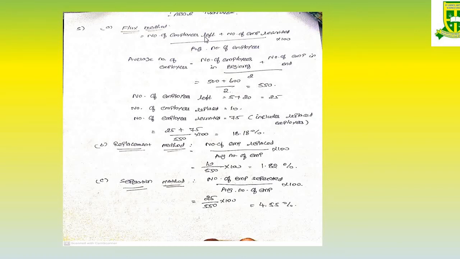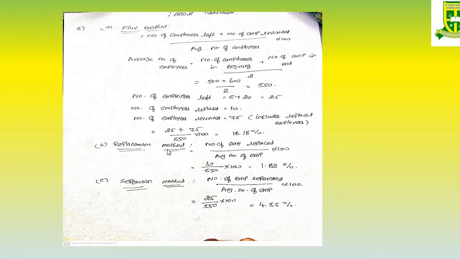So the formula is number of employees left plus number of employees recruited, divided by average number of employees, into 100. What is the average number of employees formula? Number of employees at the beginning plus number of employees at the end, divided by 2. By applying the formula, I am getting the value 550 as the average number of employees. Now we know the number of employees left: 25 has left the organization. So 25, plus the number of employees recruited. How many people are we recruiting totally? 75. Divided by 550, into 100. So the answer is 18.18, the labor turnover for the particular month under the flux method.